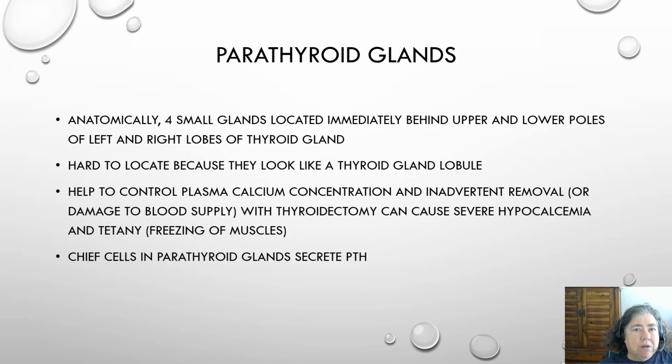When inadvertently the parathyroid glands are damaged or removed or their blood supply is interrupted, the patient post-surgically will get severe hypoglycemia and their muscles will freeze and they may have cardiac arrhythmias, all of those things. The cells in the thyroid glands that make parathyroid hormone, which is also called parathormone, are called chief cells.